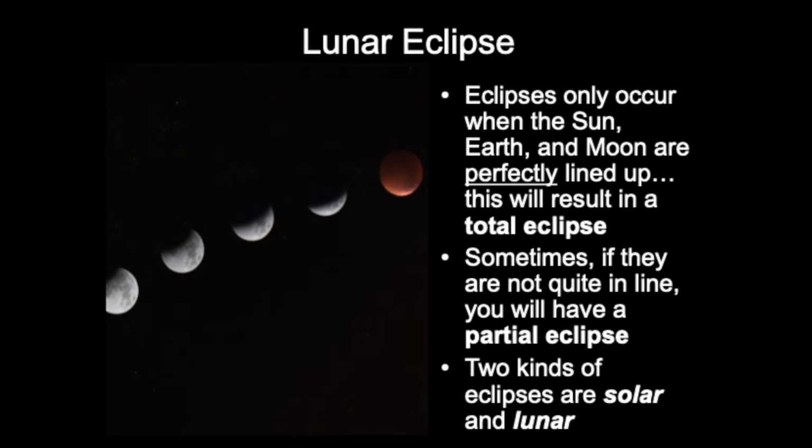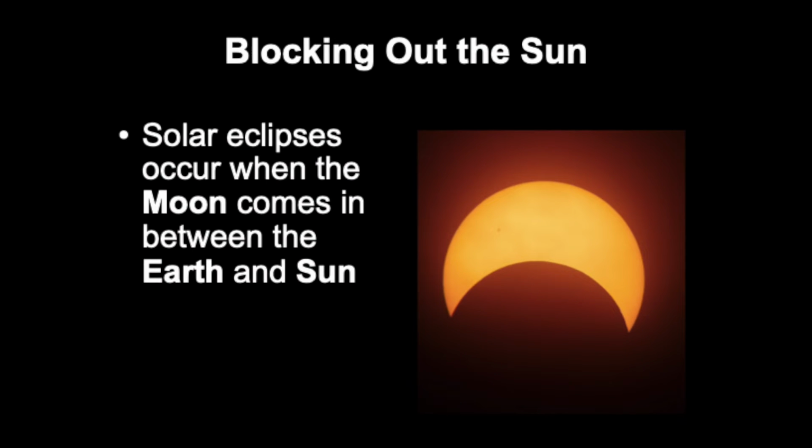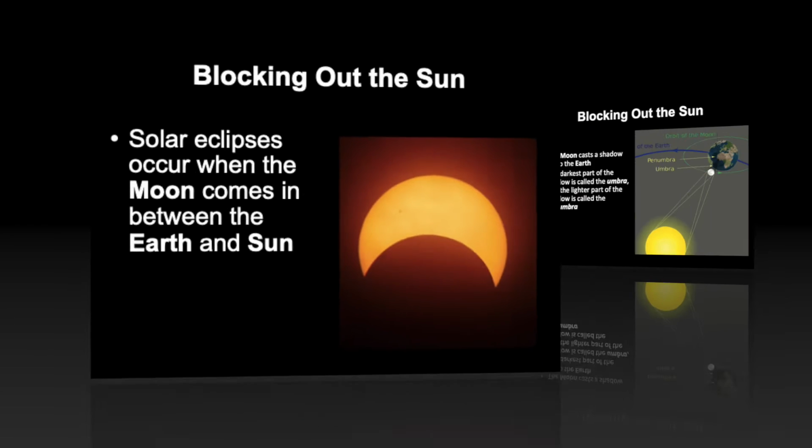Eclipses only occur when the sun, earth, and moon are perfectly lined up. This will result in a total eclipse. Sometimes, if they're not quite lined up perfectly, you can have a partial eclipse. Blocking out the sun, this is a solar eclipse. It occurs when the moon comes in between the earth and the sun.